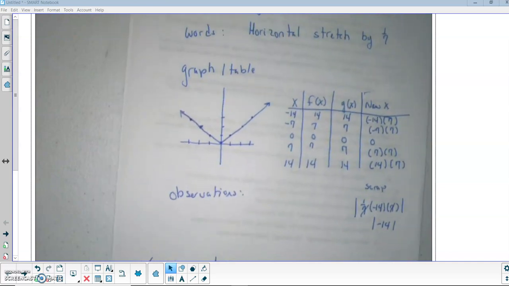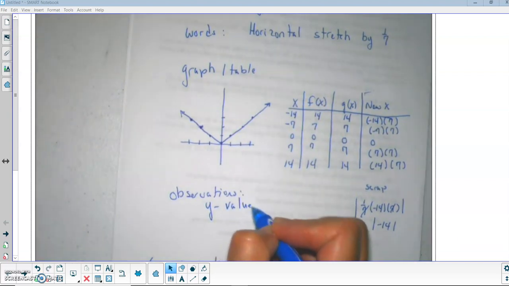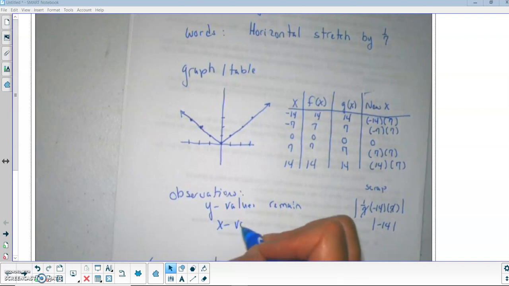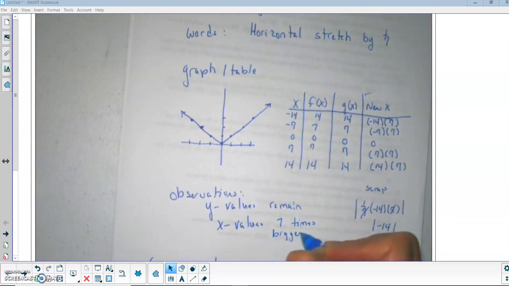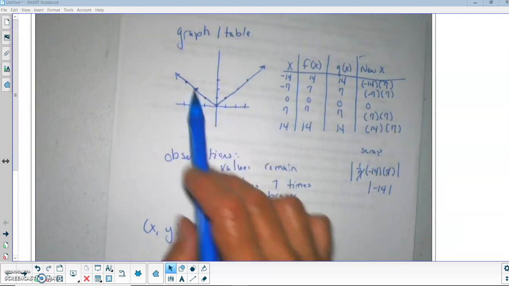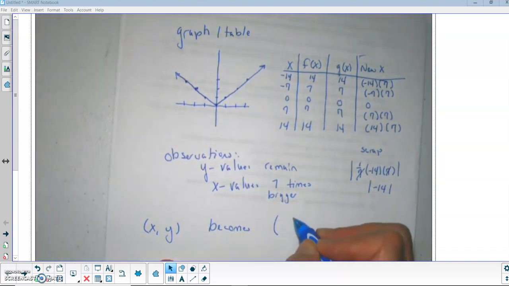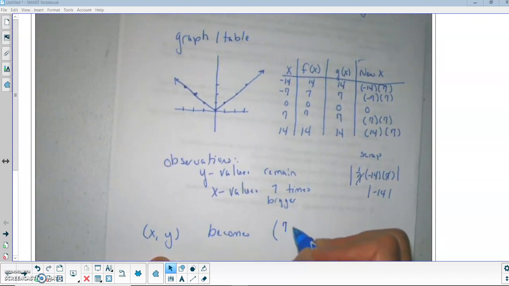Okay, so what are my observations? My observations are my y's stay the same, but my x values are 7 times bigger. Point by point, we're taking every point on this parent graph and changing them this way. So my x values are getting changed by 7 times my original x, and my y's stayed the same.